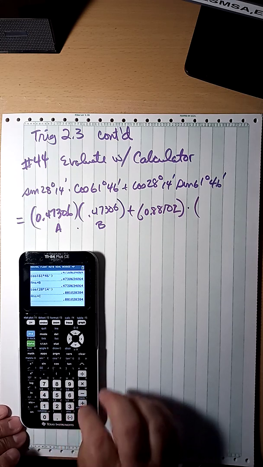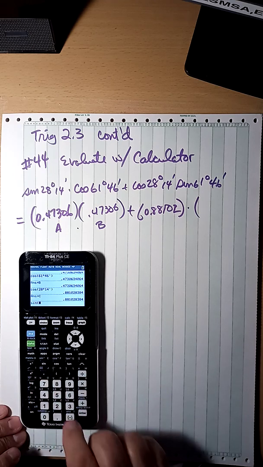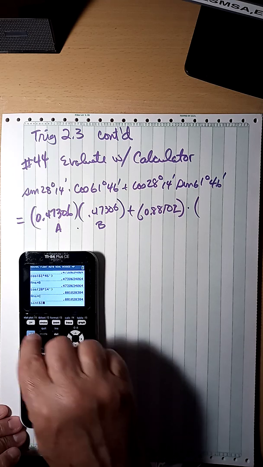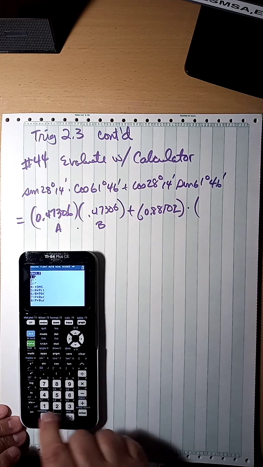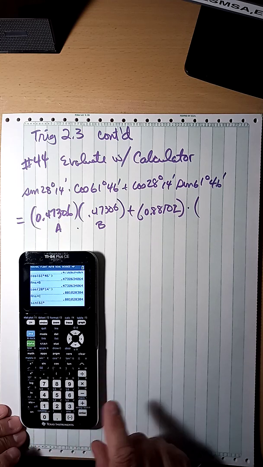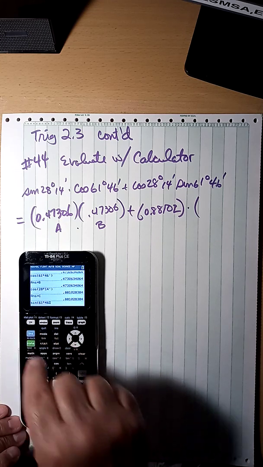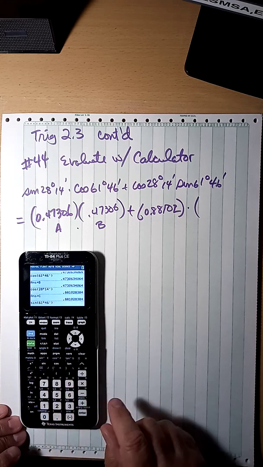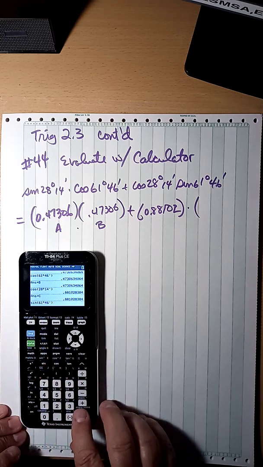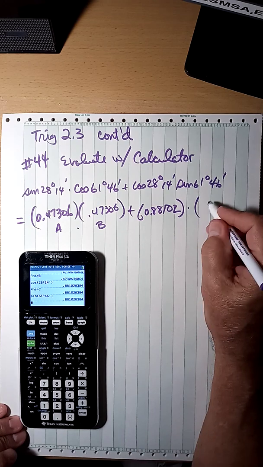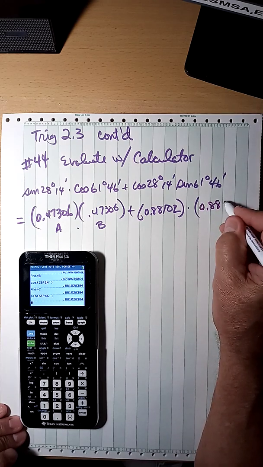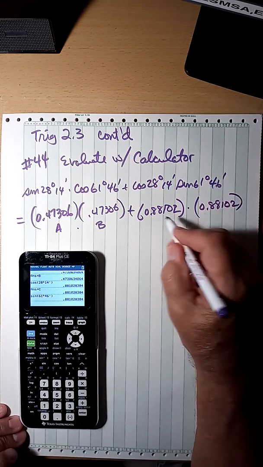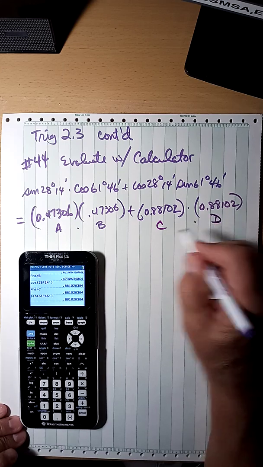And I need the sine of 61 degrees, second apps 1, 46 minutes, second apps 2, 61 46 sine, press enter. It's the same thing, 0.88102, etc. That's C. Put this in D.